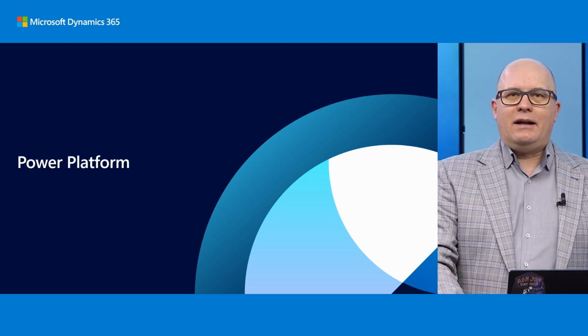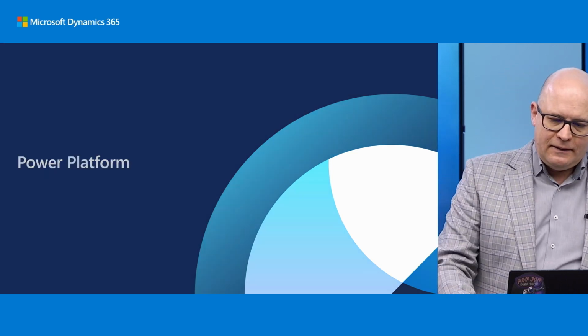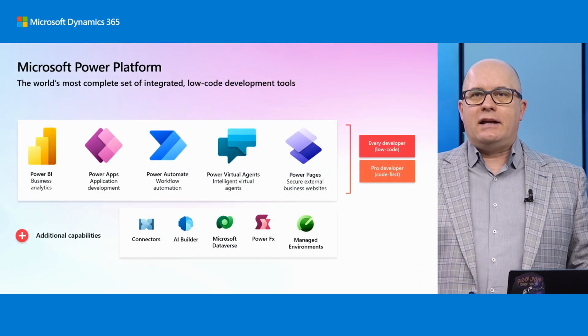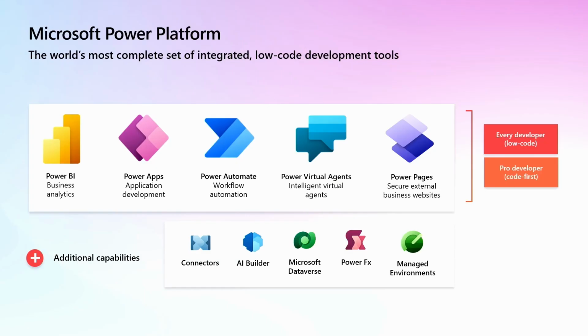Let's start with Power Platform, which is a great set of tools to develop low-code solutions connecting Business Central with other systems. And as you know, you can build dashboards or reports using Power BI. You can build apps using Power Apps, and Power Automate can be used to build workflows and specifically automations that connect Business Central to other systems.